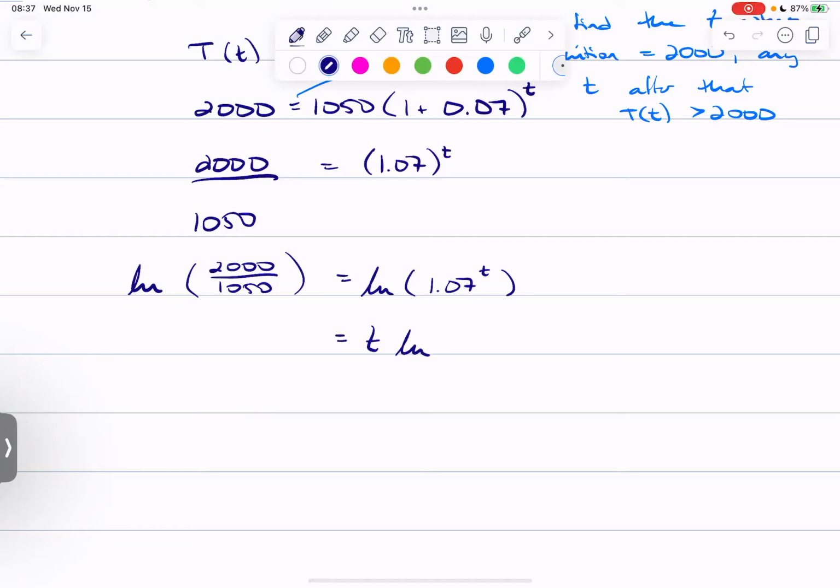T times the log of 1.07. Oh, I said it, didn't I? The natural log of 1.07. I'm trying not to.